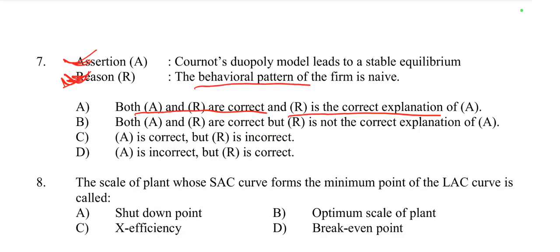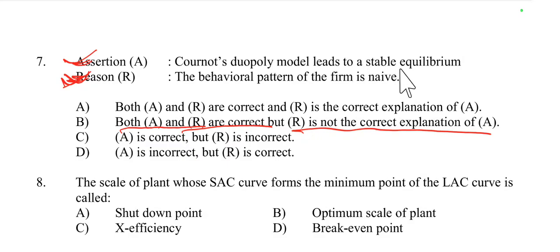But the behavioral pattern of the firm being naive is different. It is not the reason for the stable equilibrium, though the reason is correct. So both assertion and reason are correct, but the reason is not the correct explanation of the assertion, because the assertion is related to stable equilibrium and the reason is related to the behavioral pattern of the firm. So these are different concepts, but according to Carnot both are correct. So option B is right.